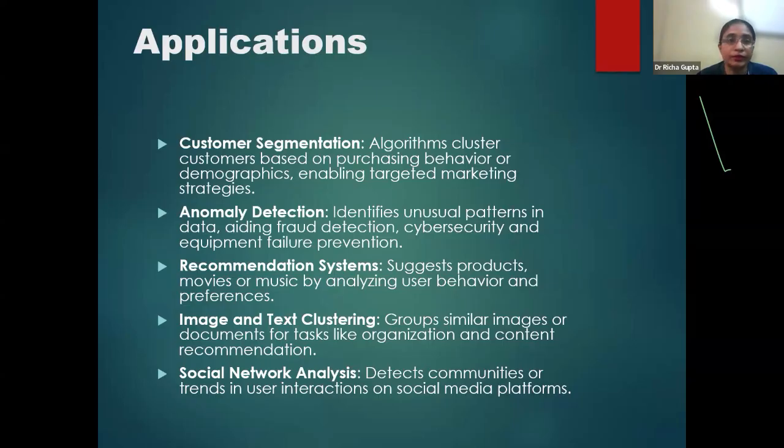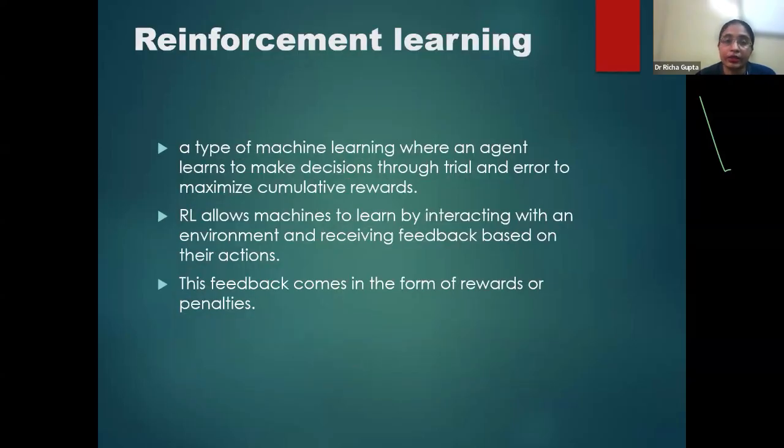Now further, reinforcement learning is again a type of learning algorithm where an agent learns to make decisions through trial and error and maximize the cumulative rewards. Again, you can say it's based on a reward and punishment system, wherein the machine learns to interact with an environment, and if it interacts in the correct way, then it is rewarded.